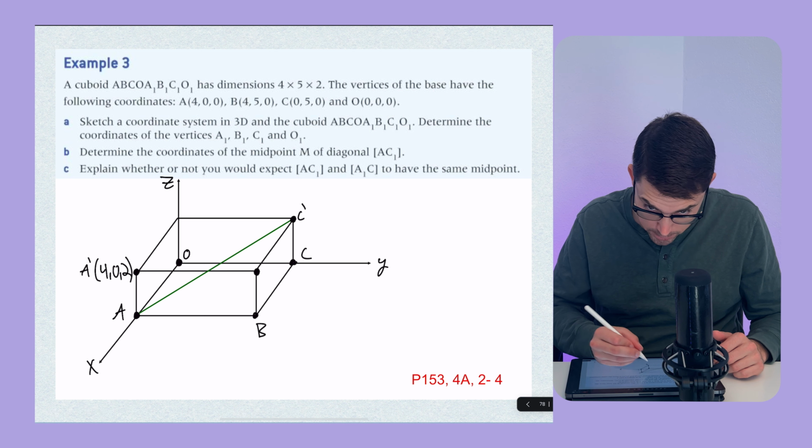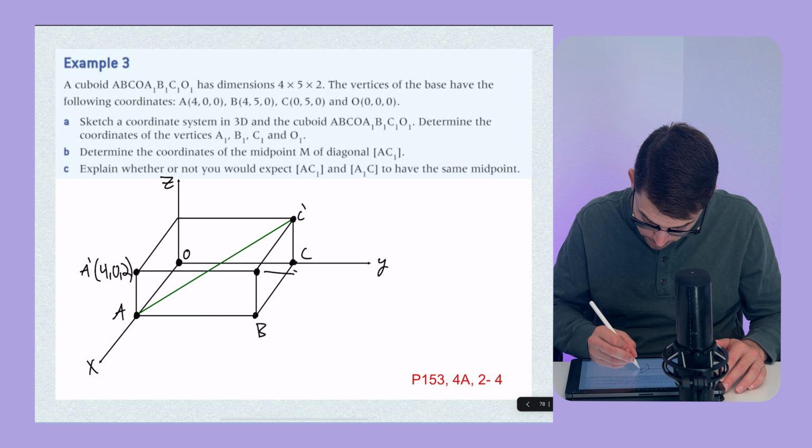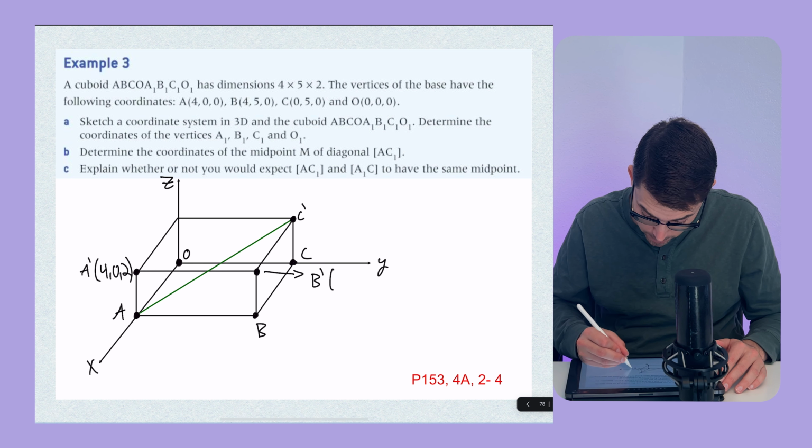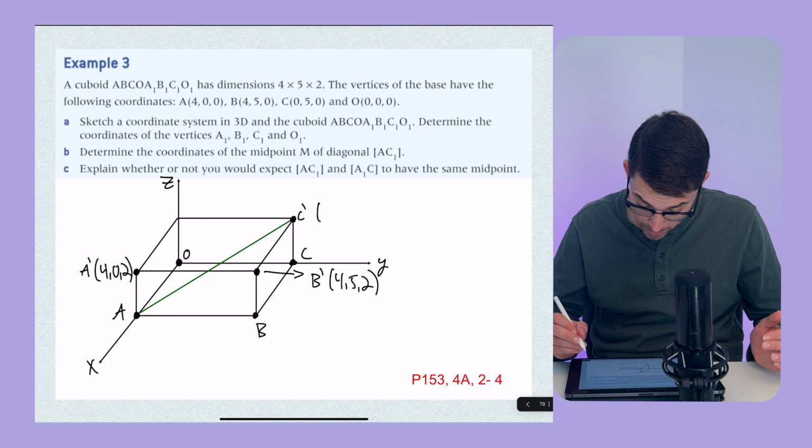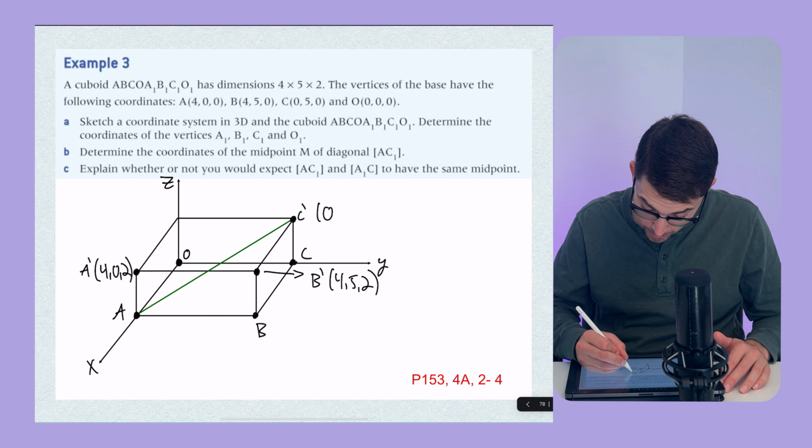It's going to be a very similar thing as my B prime here. So I'm going to go ahead and just write this a little bit further out. So B prime is going to have a value of 4, 5, and then 2. And then C prime, well, I have no movement in the x. I do have movement in the y, which again, C moved by 5, so this one's also going to move by 5.